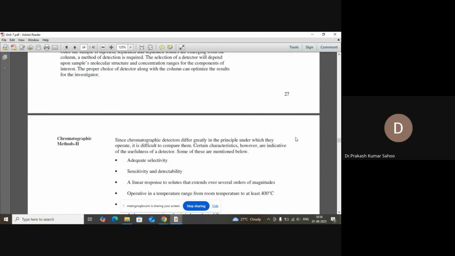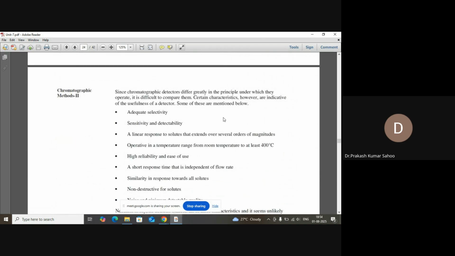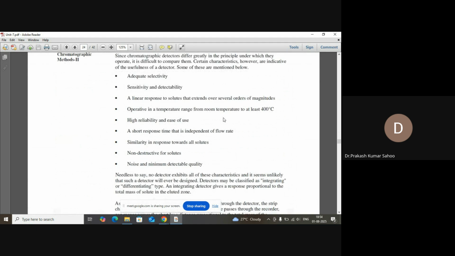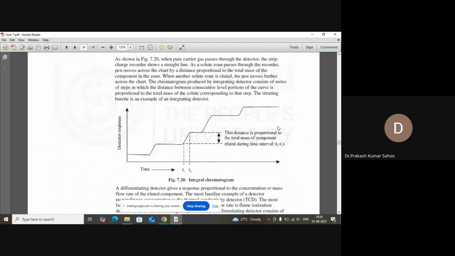So then the detector we have should be adequate in selectivity, sensitivity and detectability, with linear response to solutes that extends over several orders of magnitude. It should operate in a temperature range from room temperature to at least 400 degrees centigrade. High reliability and ease of use. A short response time that is independent of flow rate. Similarity in response towards all solutes. Non-destructive for solutes. Noise and minimum detectable quantity. So these are some characteristics of a good detector used in gas chromatography.